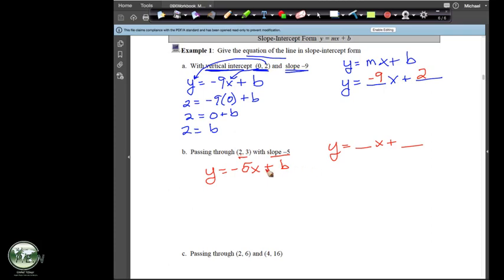But is the 3, is that the vertical intercept? How do we know that's not the vertical intercept? Because the other number's not, the x is not 0. Okay, it's 2. So this is not a vertical intercept. So what do we do with this 2? Put it in for the x. What do we do with the 3? Put it in for the y.